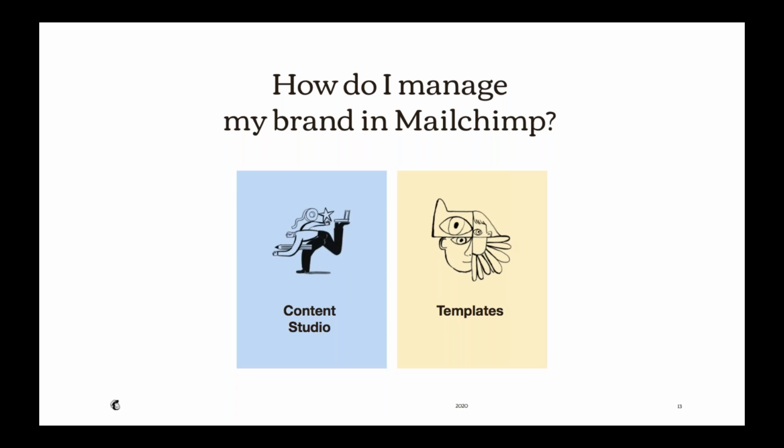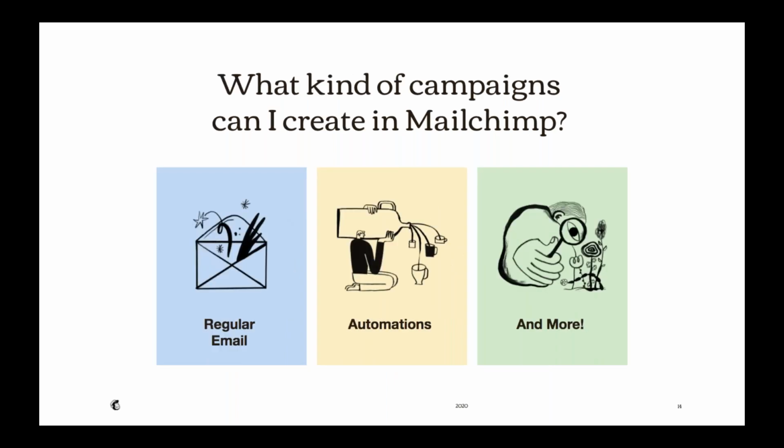These brand management tools, like the Content Studio and templates, will help you to create campaigns within Mailchimp. A campaign is a marketing message that you share through email or ads. And there are a variety of campaign types to choose from. Most people start with a regular email campaign, which is a bulk email sent to many contacts at once. When you create a regular email campaign in Mailchimp, you'll use a checklist-style campaign builder to add recipients, choose your settings, and design your content.